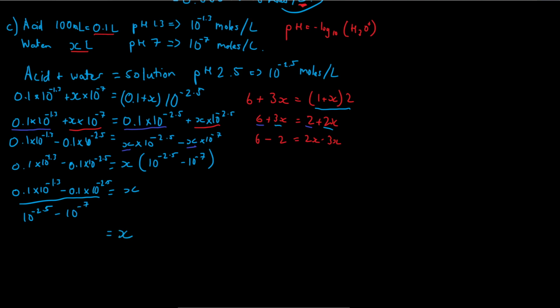And if you do all that, you plug that into your calculator. What do you get? Let me plug it into my calculator. I'm going to get 1.485, etc. And that would mean that we would need 1.485 liters of water to get that pH of 2.5.